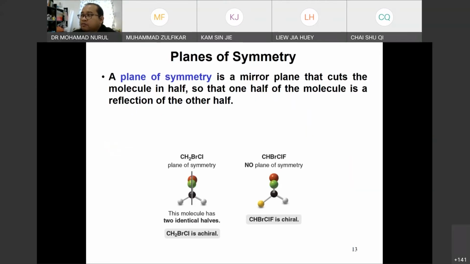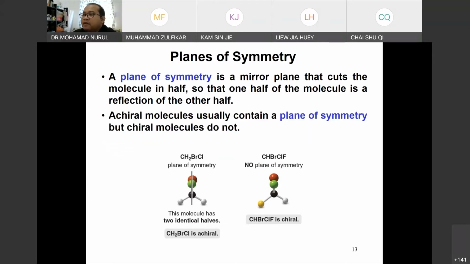So, plane of symmetry. A plane of symmetry is a mirror plane that cuts the molecule in half, so that one half of the molecule is the reflection of the other half. It's equally important. So achiral molecules usually contain a plane of symmetry, but a chiral molecule does not. For example, CH2BrCl, they have a plane of symmetry. It means this side reflects this side. This is the plane of symmetry, and this one is achiral. Any molecule that has a plane of symmetry, we can call achiral.